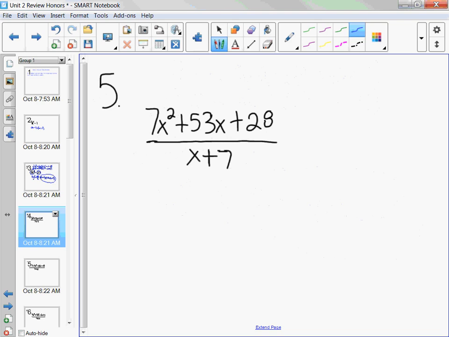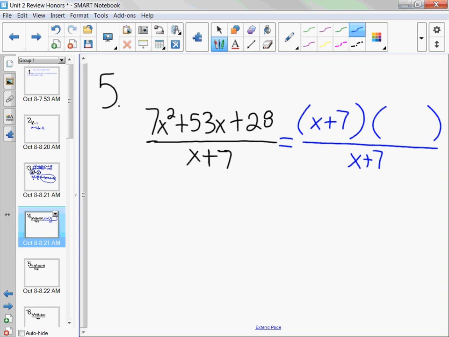Problem number 5, you're asked to simplify by factoring. We know that the trinomial on the top is going to factor to be two binomials. I could probably pretty much guess that my divisor, x plus 7, is going to be one of those binomials. So this makes it a little bit easier. So I know that to get this 7x squared that I'm circling, I got to multiply two numbers together to get 7x squared. Well, I know 1 times 7 is it.